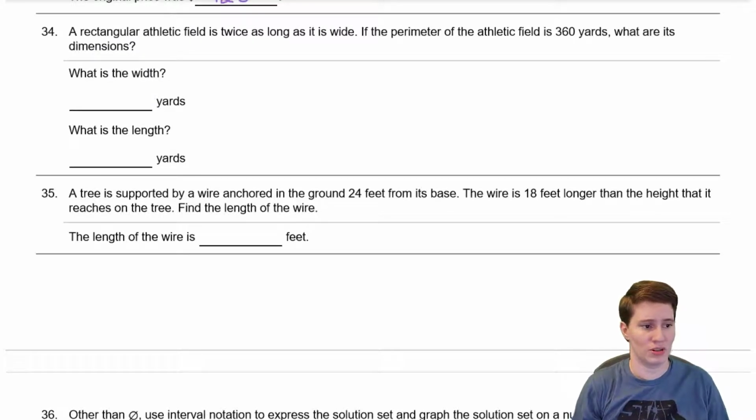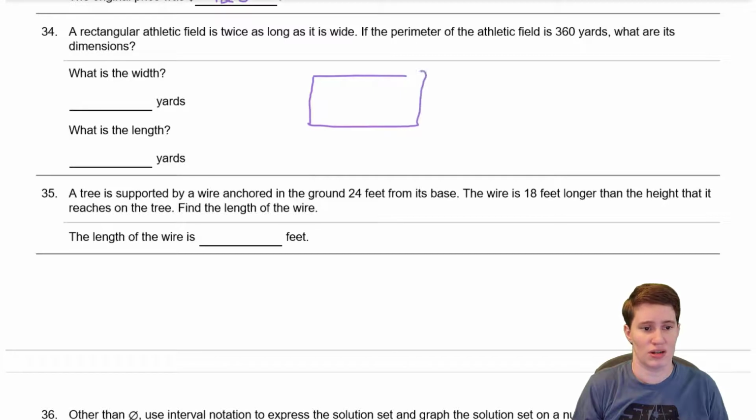A new word problem. A rectangular athletic field is twice as long as it is wide. If the perimeter of the athletic field is 360 yards, what are its dimensions? It's talking about a rectangle. So let's draw a rectangle. In general, length is usually the longer side and width is usually the shorter side. When you are finding perimeter, you end up doing length plus width plus length plus width. That they're telling us equals 360 yards.